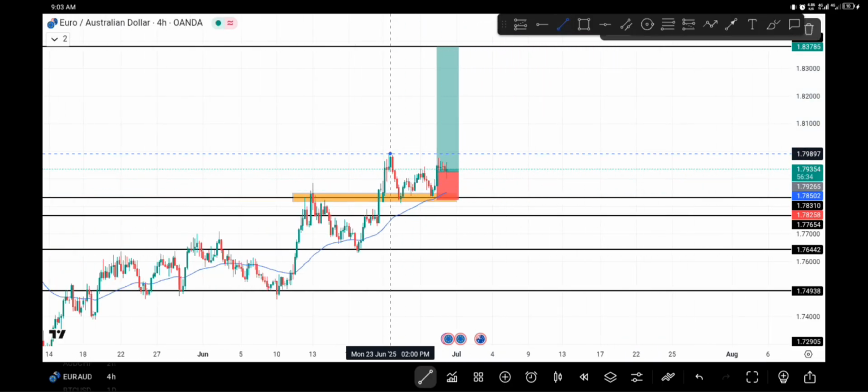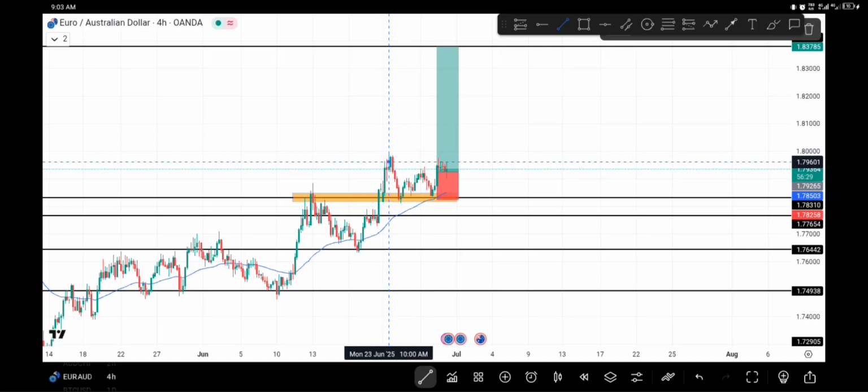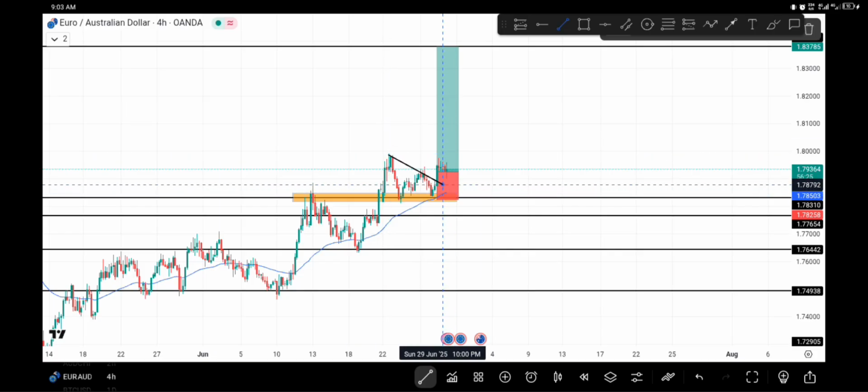So I think this is how I mark out my double bottoms.